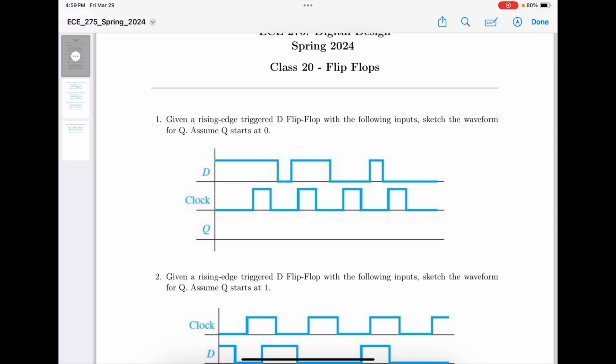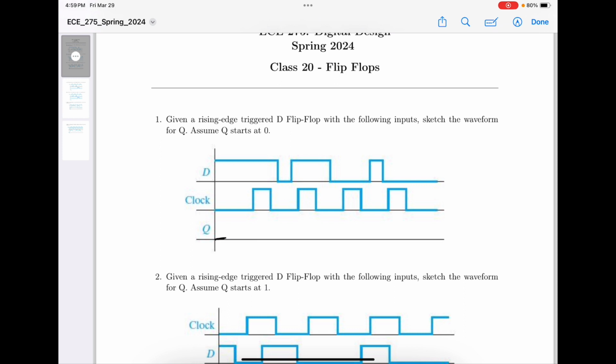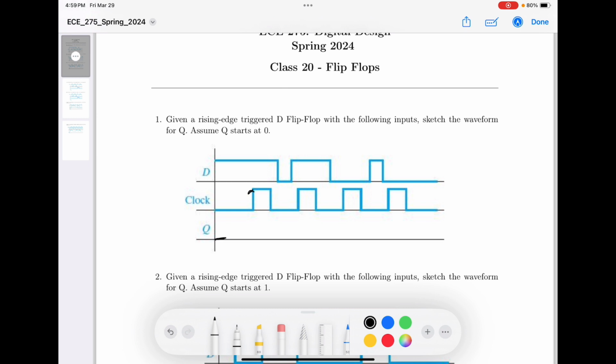Given here is a rising edge triggered D flip-flop with the following inputs. So you have D and clock, and you're asked to sketch Q, and we are going to assume that Q initially starts at 0. Now we only look at D at the rising edge of the clock, and if you see here, there are 4 rising edges: edge 1, edge 2, edge 3, and edge 4. So only at these rising edges, we are going to sample the value of D and then send it to the output. Until the rising edge of the clock, it's going to maintain its value.